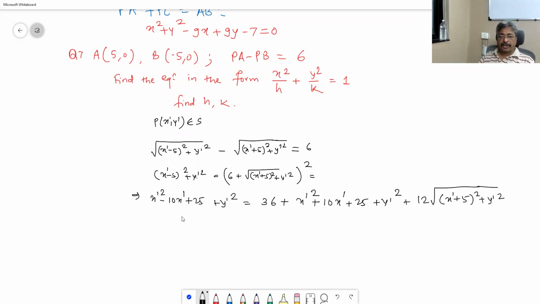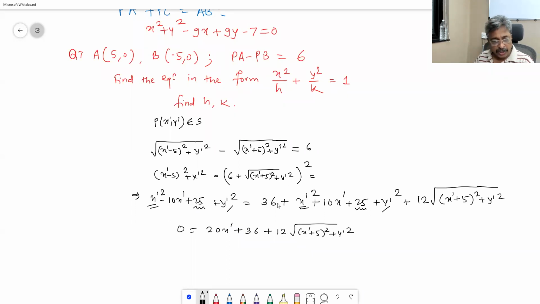Is that right? So majority of the part is rational except this one radical sign, but we can deal with it. This is gone, and hence you end up getting 0 is equal to 25 is gone. 0 is equal to 20x dash plus 36 plus 12 root x dash plus 5 square plus y dash square. Is that correct up to this point? I think so. So you can reduce it first.